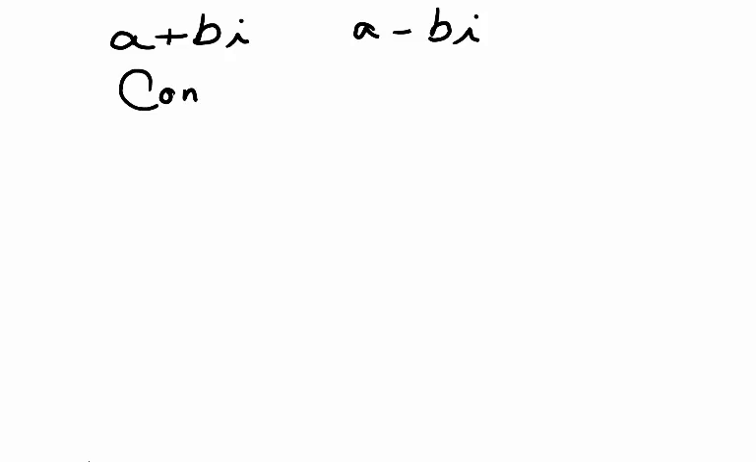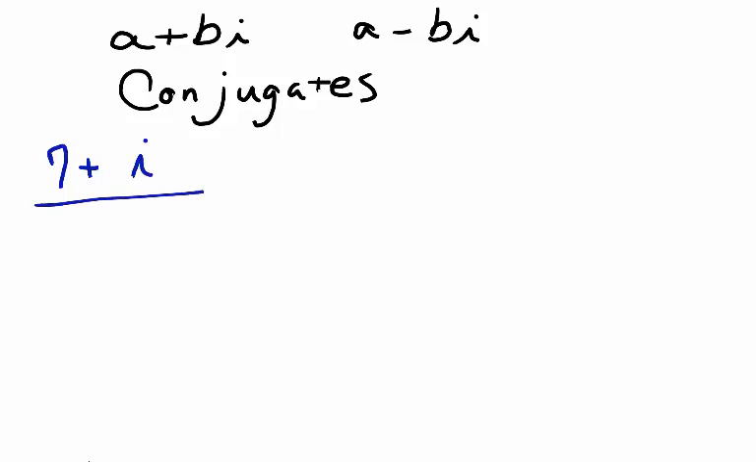Suppose you have two complex numbers, a plus bi and a minus bi. These numbers are conjugates. The product of two conjugates, in other words, multiplying two conjugates together, will always result in a real number. Let's look at an example of when we might need to use conjugates. Suppose I ask you to divide 7 plus i by 3 minus 2i.